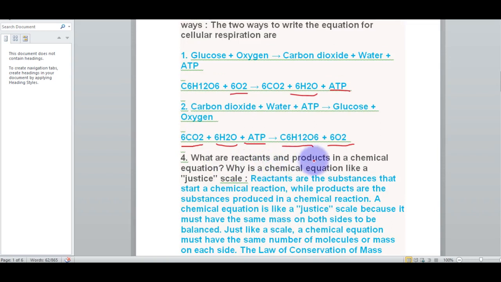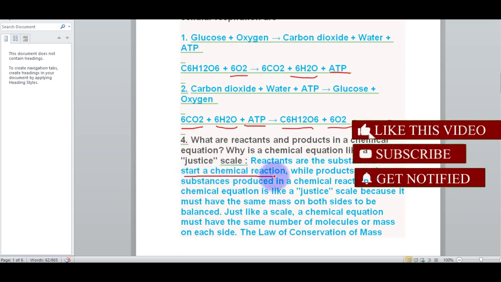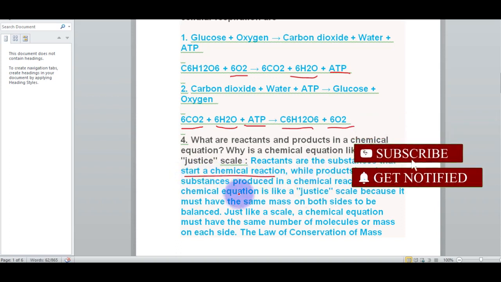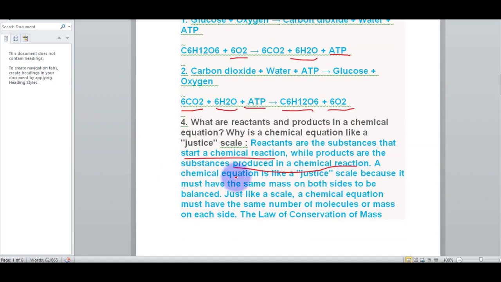The next question is, what are reactants and products in a chemical equation? Why is a chemical equation like a justice scale? To explain this, reactants are the substances that start a chemical reaction, while products are the substances produced in a chemical reaction. A chemical equation is like a justice scale because it must have the same mass on both sides to be balanced.